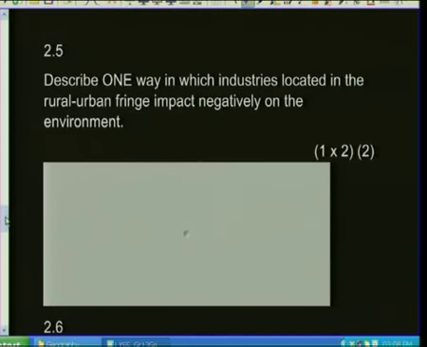Question 2.5. Describe one way in which industries that have been located in the rural-urban fringe impact negatively on the environment. So we need to take a look at the negative impact of industry on the environment. Fairly straightforward if you think about it. Industries take up a lot of space, take up a lot of water, but what else do?